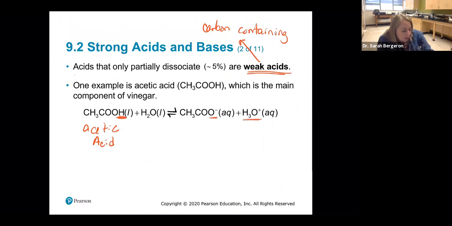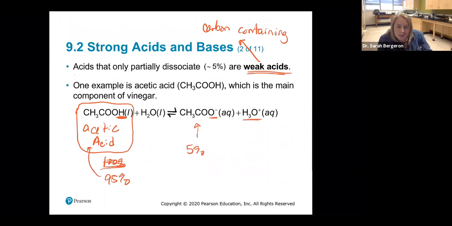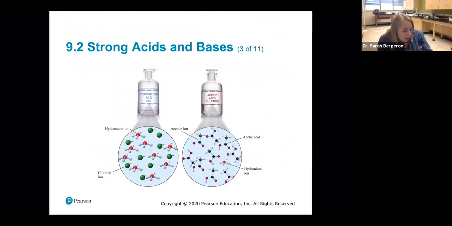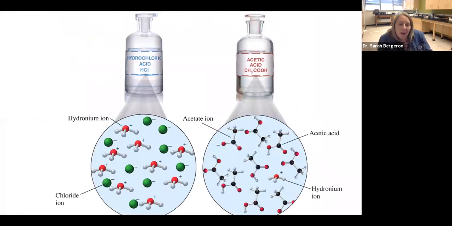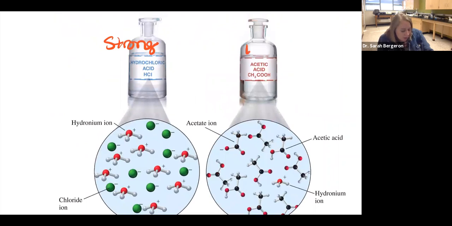So what this is saying is this is a weak acid. So this acetic acid likes to stay as acetic acid. And if this is 100%, then only 5% of it will turn into the ion in solution in water. The rest of it, the other 95%, is going to stay as acetic acid, okay? So if we look at what this would look like in a picture, hydrochloric acid is strong, acetic acid is weak.